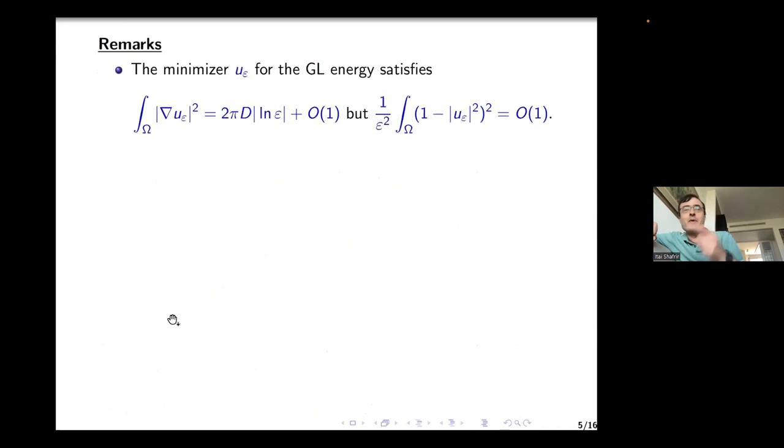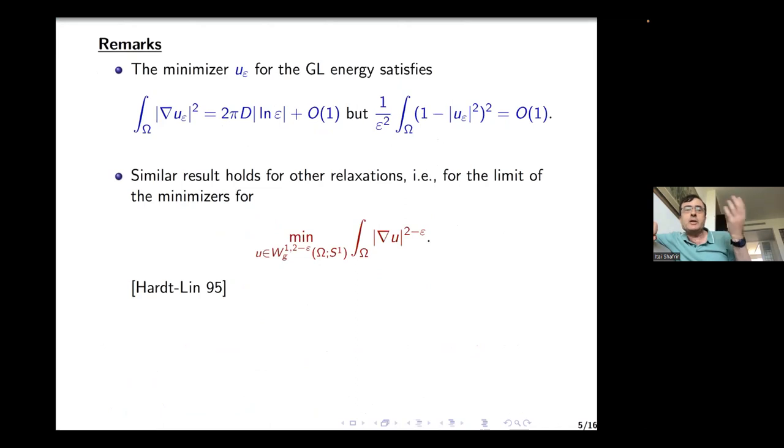Some remarks that might be relevant in the sequel. If you look at the Ginzburg-Landau energy, you have two terms, the gradient of u squared and this potential term. The potential term remains bounded, and actually most of the energy comes from the other term, which behaves as 2 pi d log epsilon in absolute value plus O(1). Also, I would like to mention that for other relaxations, one also finds the same limit, even if things look a little bit different in the beginning.